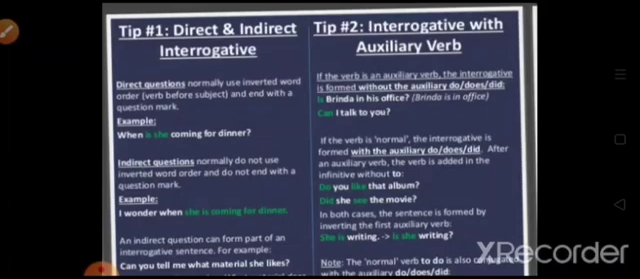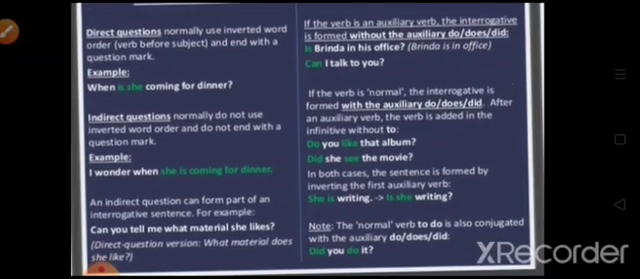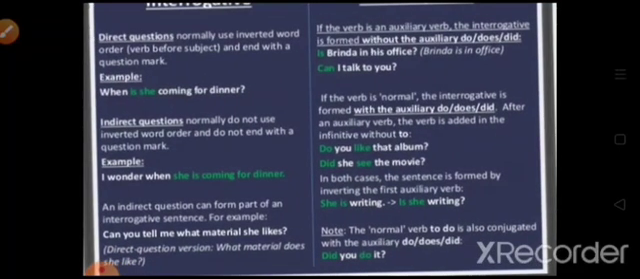Do you like that album? Did she see the movie? In both cases, the sentence is formed by inverting the first auxiliary verb. She is writing. Is she writing? The note is also given over here. The normal verb to do is also conjugated with the auxiliary do, does, did. Did you do this? So we can conjugate it with did. We are just using do also.